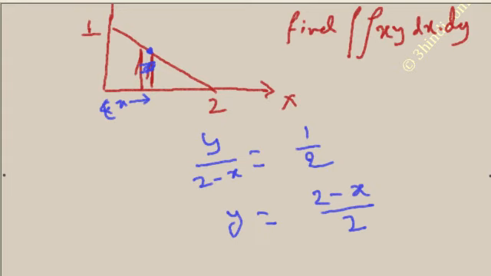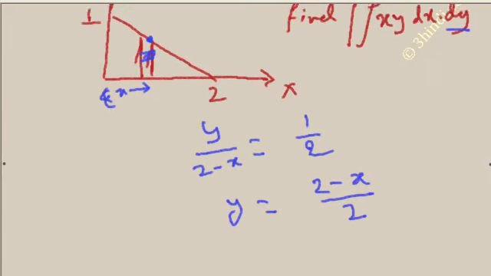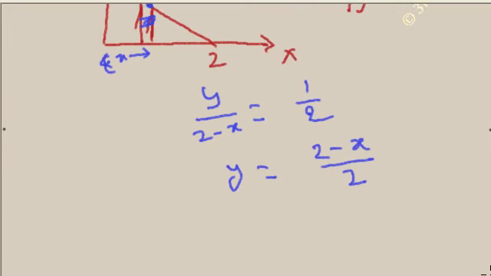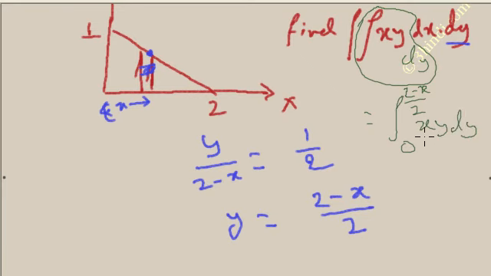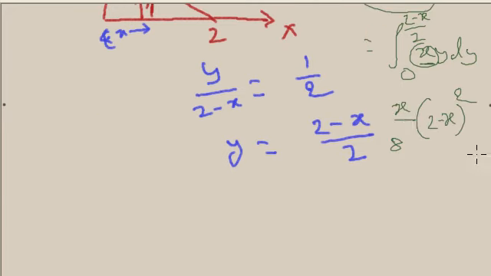So for finding the double integration, you take dy first, because x is constant, only variable changing is y. So you should integrate this first. So this is equal to the integration from 0 to 2 minus x of 2xy dy, and you treat x as constant. So you will get x by 8 into (2 minus x) whole square.